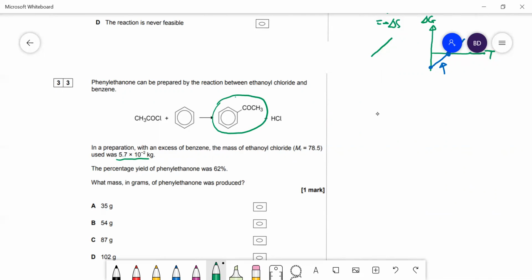Well, we need to work out the Mr of phenylethanone. The benzene ring, the C6H5 bit, that is 77. Then we've got 77 plus 12 for the carbon, plus 16 for the oxygen, plus 15 for the CH3, that's 120.